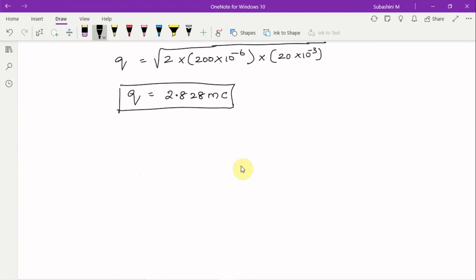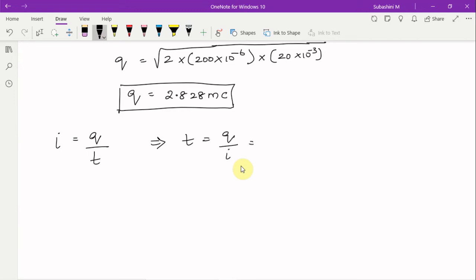So now the next thing they have asked us to calculate is the time required to store this amount of charge. So what is the relation between the current, charge and time? By definition, the rate of flow of charge is the current. So I is equal to Q by T. By rearranging this, we get T is equal to Q divided by I.